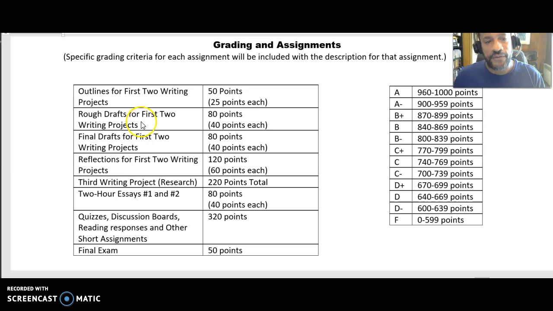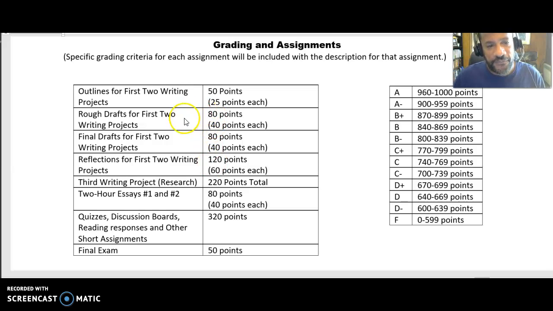If you don't do an outline or a rough draft or a final draft, you're going to lose a bunch of points in the reflection. So if you don't do a rough draft, let's say, not only will you lose the 40 points for not doing the rough draft, you also can't get a good grade in your reflection, because I'm going to ask you things like, what did you do as you moved from your rough draft to your final draft? You can't answer that question if you didn't do a rough draft. So you're going to have to complete all these assignments.